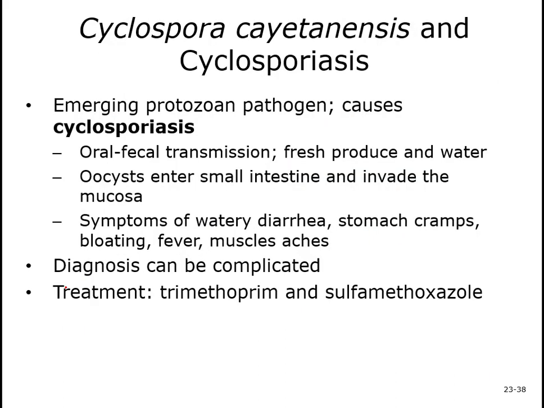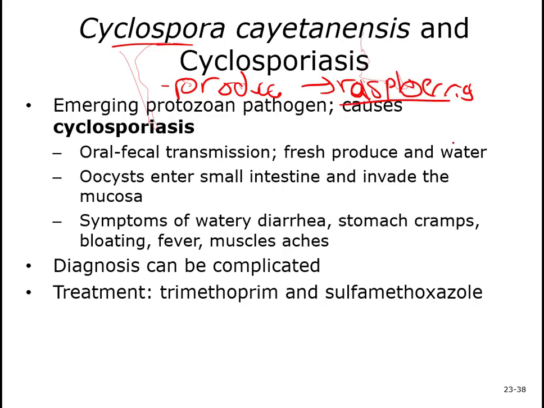Similar to Cryptosporidium, another apicomplexan oral-fecal transmission disease is Cyclospora. Cyclospora has been mostly associated with not washing your produce properly, because it can be found on the fruit or the vegetable, or also in water. There was recently an outbreak due to some contaminated raspberries. So it's just important that we wash all of our fruits and produce before eating them.